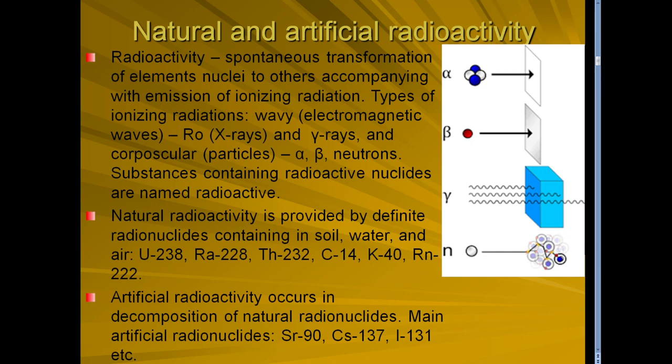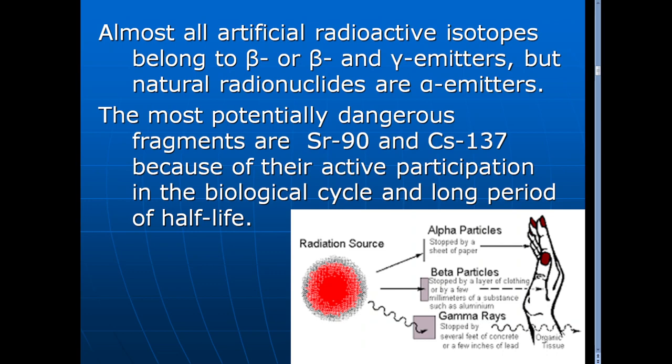The main artificial radionuclides are strontium-90, cesium-137, iodine-131, and others. Almost all artificial radioactive isotopes belong to beta or beta and gamma emitters, but natural radionuclides are alpha emitters. The most potentially dangerous fragments are strontium-90 and cesium-137 because of their active participation in the biological cycle and long period of half-life.